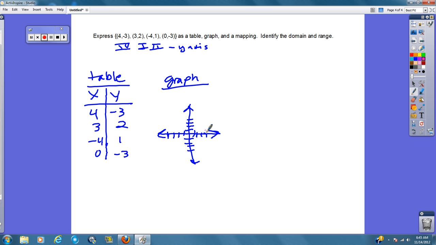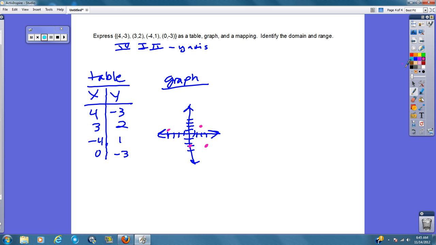I like this pink. It shows up really well. So we're going to do 4, -3, so it's going to be down here somewhere. Now you can label the points like letters, is what I would do rather than numbers, like A, B, C, and D. And you'll probably see that later on because a lot of people do that, particularly if you have a lot of points. All right. And then -4, 1 is going to be here, and 0, -3 is going to be here. And so that takes care of your graph.